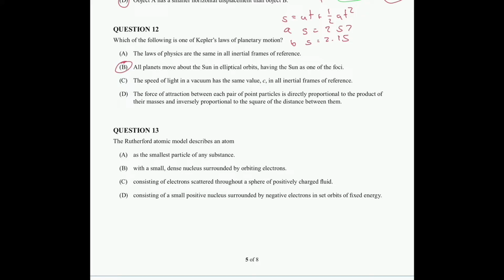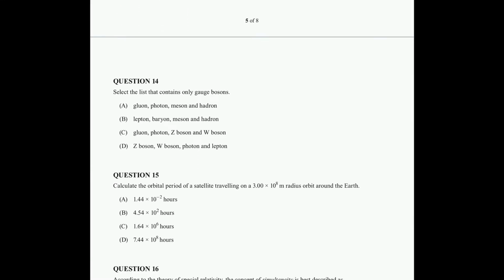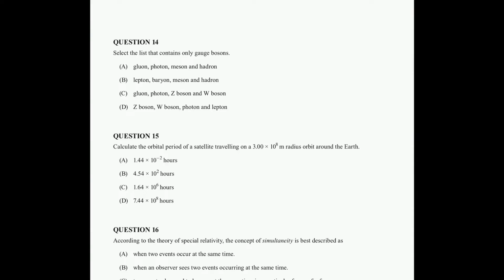So question 13, the Rutherford atomic model describes an atom as, so your answer here should be, a small dense nucleus surrounded by orbiting electrons. So option B. Another memory choice here: select the list that contains only gauge bosons. What we're going to go through is we should think of, okay, a gluon, photon, Z boson, and W. So that is going to be C here.